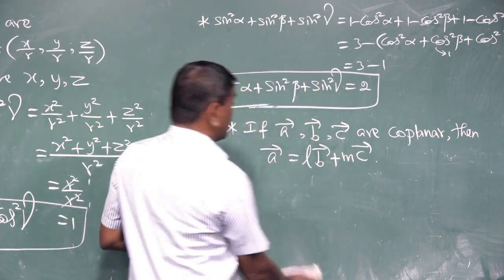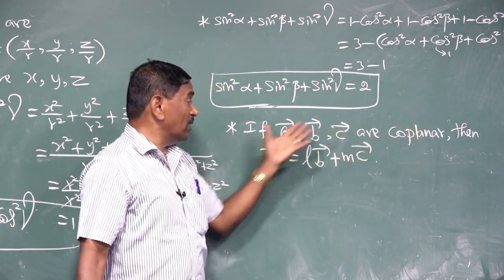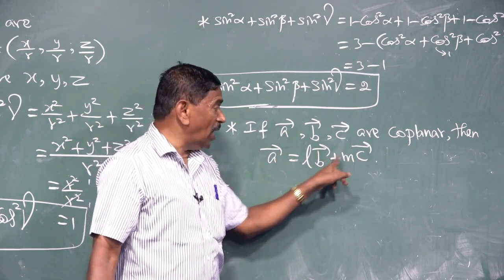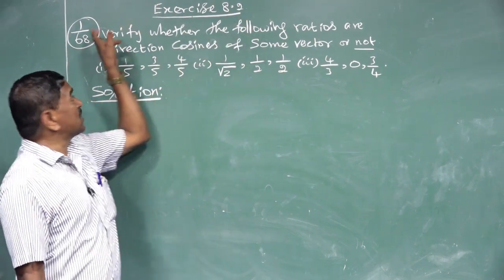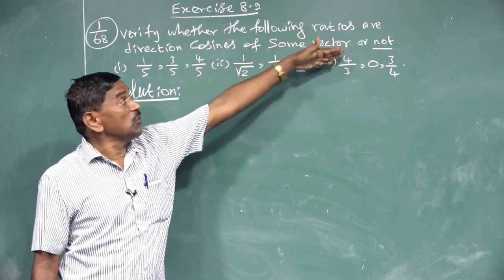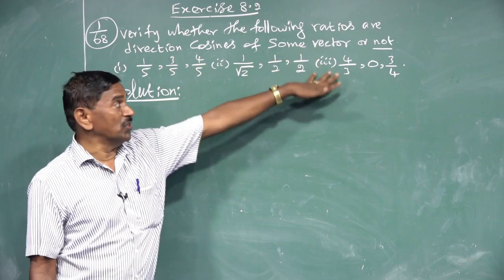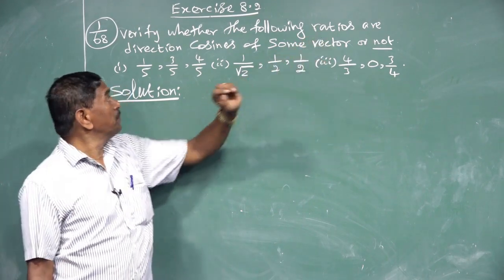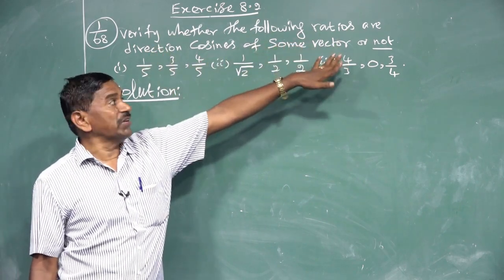Listen, next important concept. If the 3 vectors are said to be coplanar, then any one vector can be rewritten as a linear combination of the other 2 vectors. That's all. Children, listen. Now exercise 8.2, first topic, first question. Verify whether the following ratios are direction cosines of some vector or not. Here, some ratios are given. We want to verify if they are direction cosines of some vector or not.